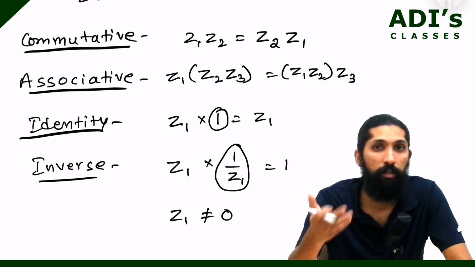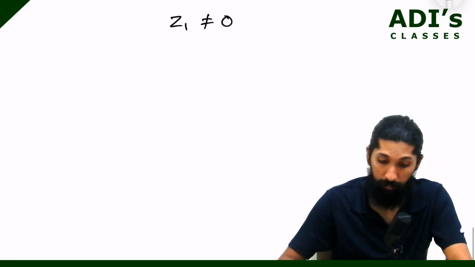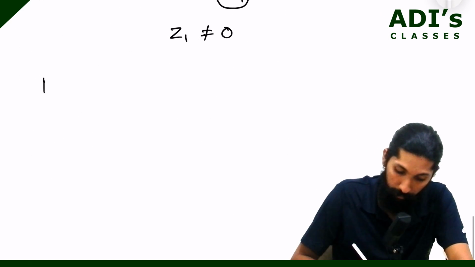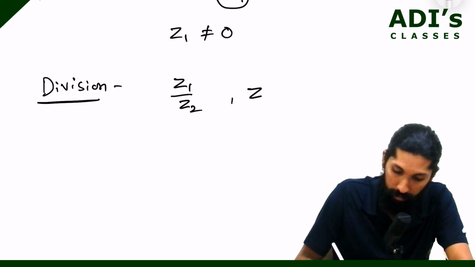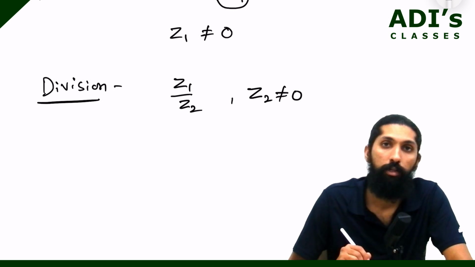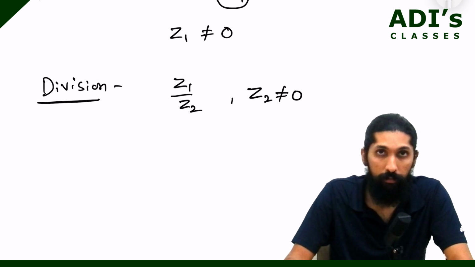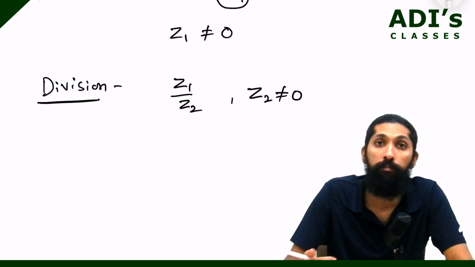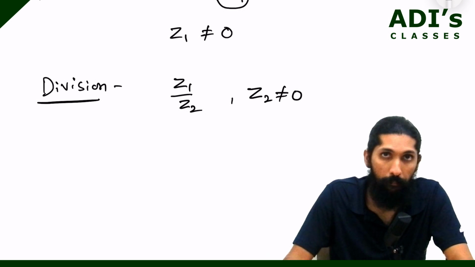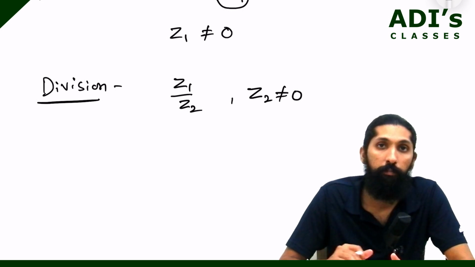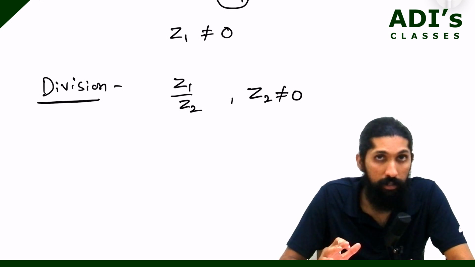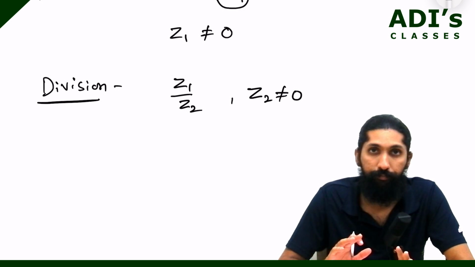Guys, similar rules will be there even for division. Quickly we'll finish off the division part. Whenever we talk about division of two complex numbers, we take Z1 by Z2, where Z2 is not equal to 0. To do the division, we basically have to use the concept of the conjugate and then solve it. How we use the conjugate, you will see in further videos. But Z1 divided by Z2 exists as long as Z2 is not equal to 0.